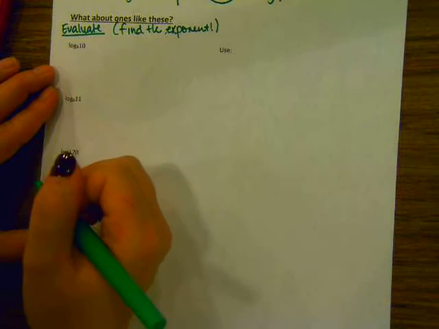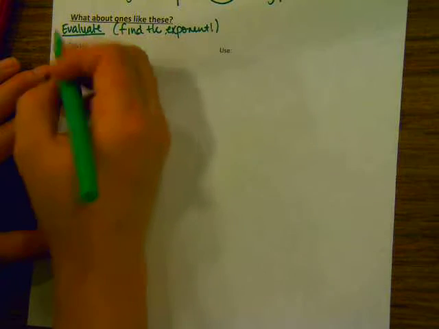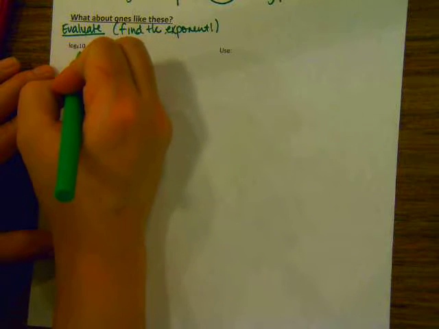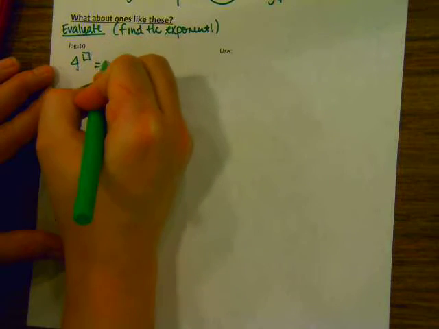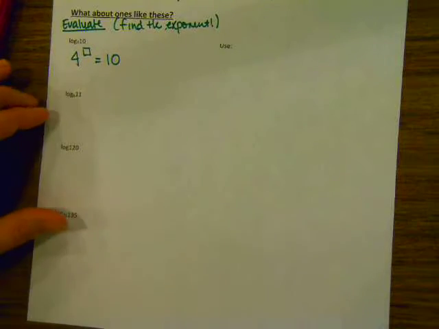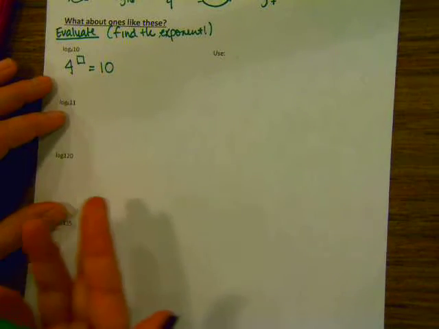Is basically what it means, guys. Find the exponent. So in order to do that here, if we read this out loud, this means 4 to what power makes 10? Again, like we kind of started at the beginning, I don't know what this is. It's going to be a decimal exponent.